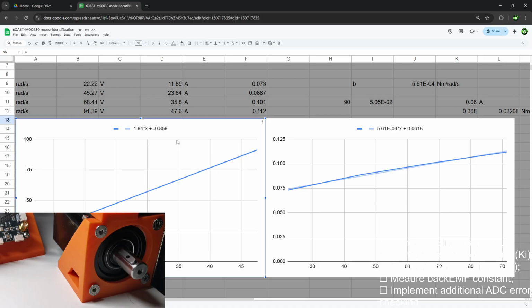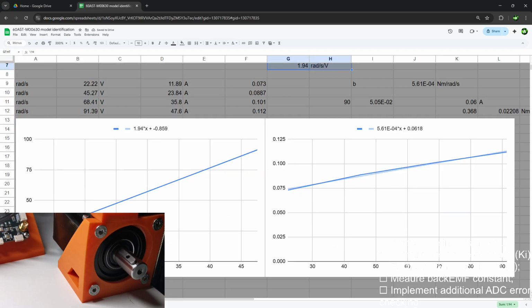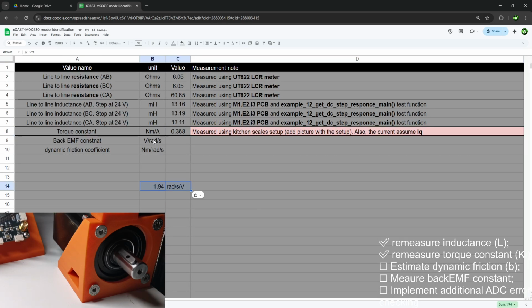We see our speed per voltage. So what we see here is 194, measured in radians per second per volt. And what we want from this graph is volts per radians per second. So we would like 1 divided by this value equals 1 divided by this value.